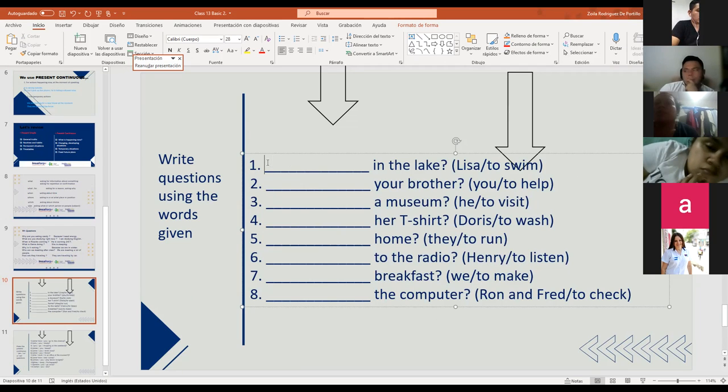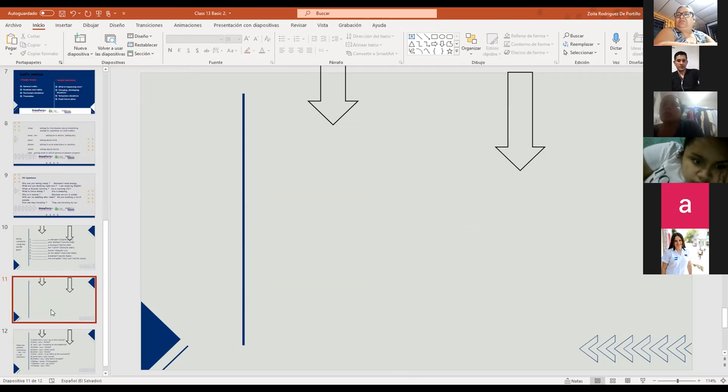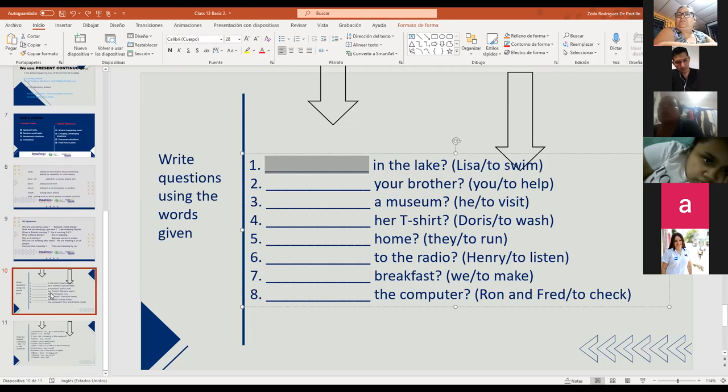Vaya, let's make questions here. Tell me. A ver. How can you make that question? For those questions. These are just no questions. See? These are just no questions. Can you help me make questions here? With WH question.